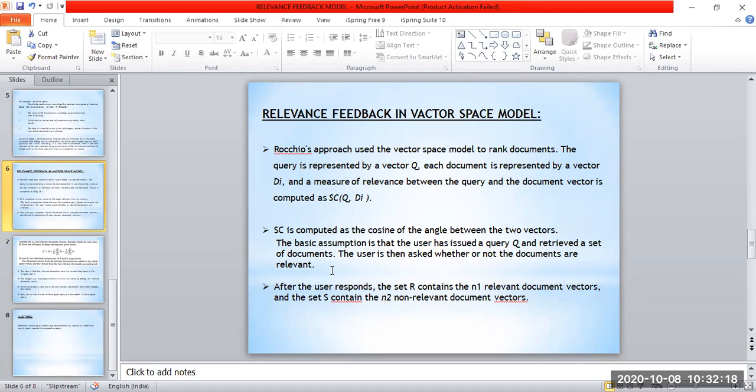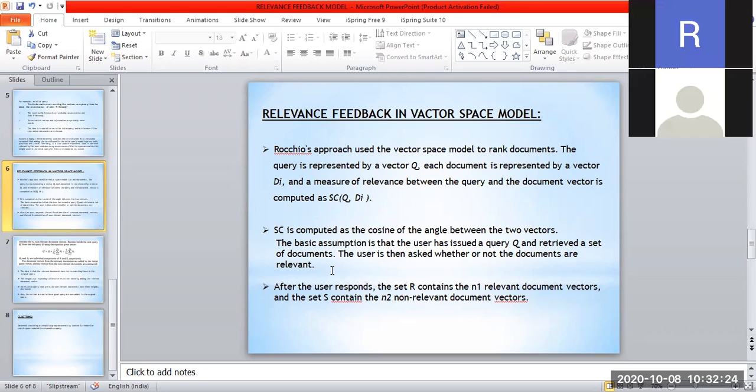The user is then asked whether or not the documents are relevant. Now we are talking about relevance feedback. The first step in the relevance feedback model is to ask a query. So we are asking a query Q, and based on that query, a set of documents are retrieved.